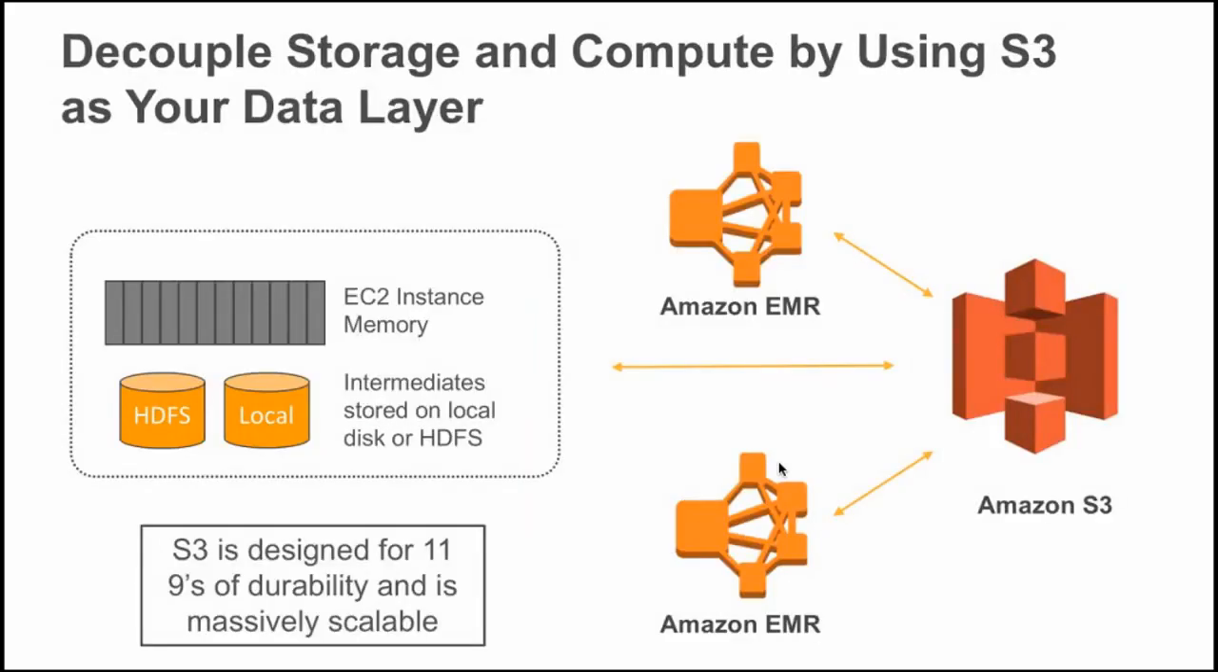So another view of how you would decouple storage and compute by using S3 as your data layer, right? You definitely have the ability to use the EC2 instances for your memory store. So if you're doing things like Spark, where it's heavily reliant on system memory, but you also have intermediate storage available to you depending on how you size your cluster. There's HDFS. There's local instance store available to you on the local instances. But again, S3 should be targeted for the ultimate data storage location for your cluster. It's designed for 11 nines of durability, and it's extremely and massively scalable.